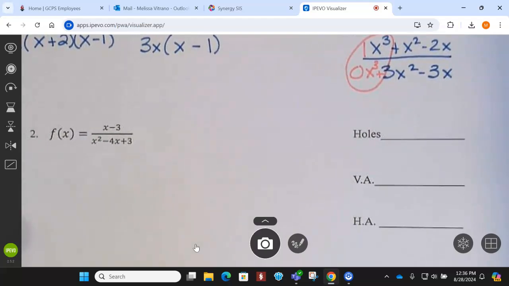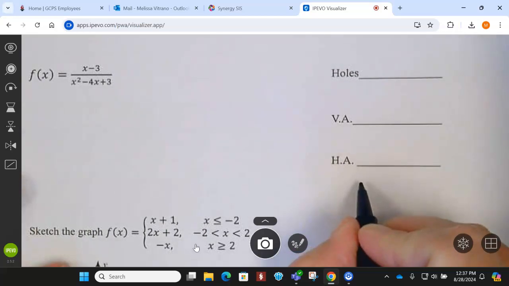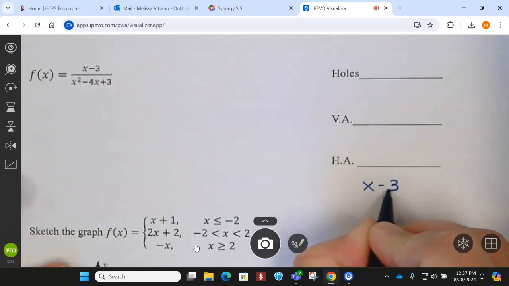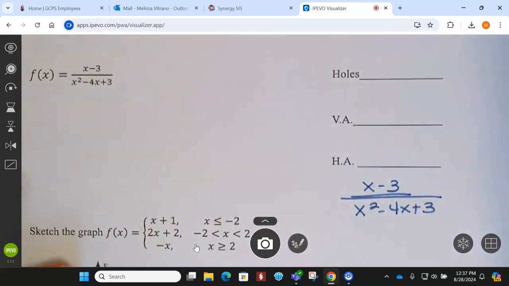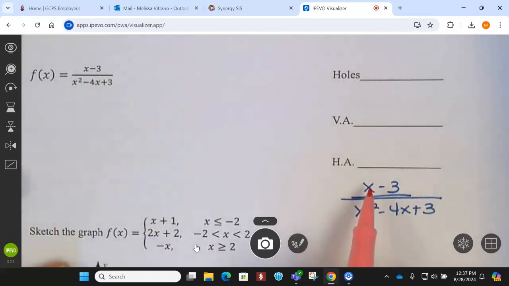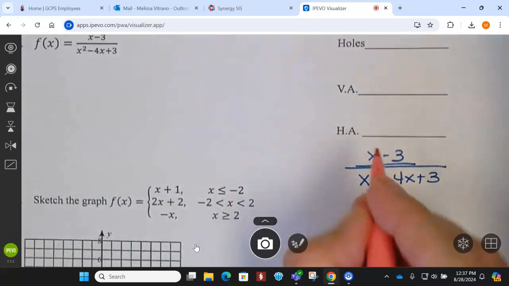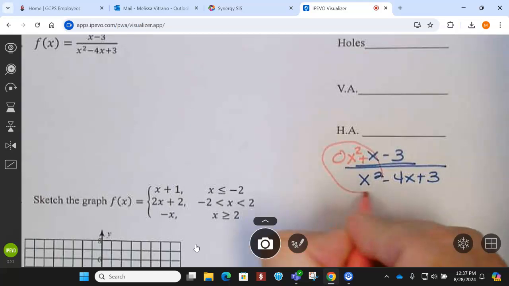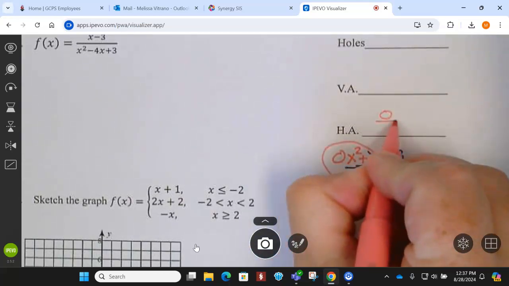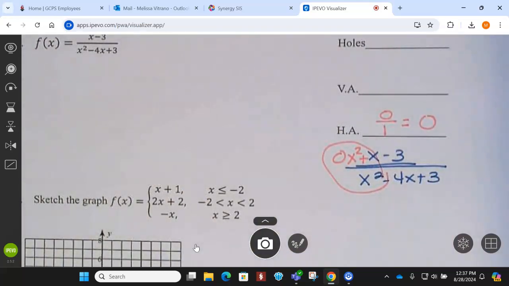So let's look at the next one. I'm going to write this over here. So we get x minus 3 over x squared minus 4x plus 3. Okay, so we have an x on top and an x squared on bottom. So the highest is x squared, so I need to add a 0x squared to the top. This way I can look. So this will be just 0 over 1, which is 0.